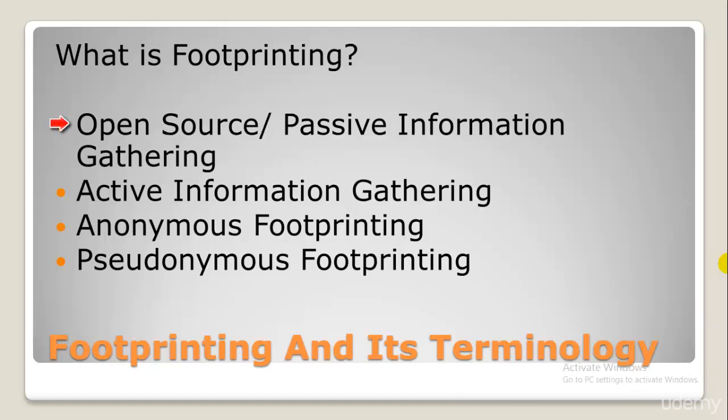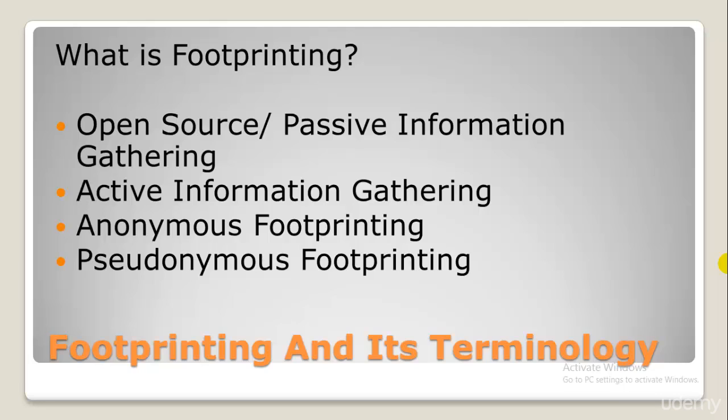Open source or passive information gathering, PIG, that's what I call it, is the first one. It is the easiest way to collect information about the target organization. It refers to the process of gathering information from open or publicly available sources such as newspapers, television, social networking sites like Facebook, Twitter, Orkut, or blogs, etc.